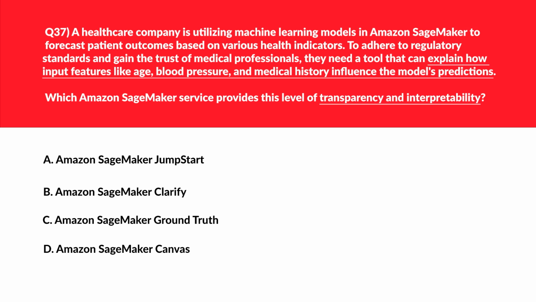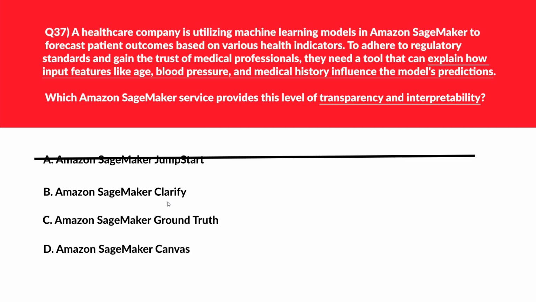All right, now this question is all about transparency and interoperability. So we'll first look at option A. A says Amazon SageMaker Jumpstart. Amazon SageMaker Jumpstart focuses on setting up projects, not on interoperability and transparency. It's incorrect. Let's move to option B.